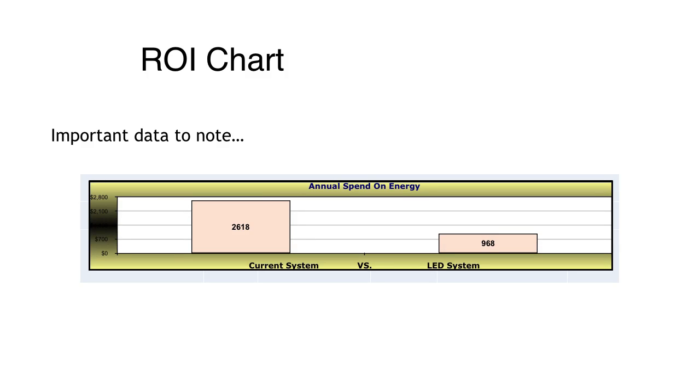Another thing is the annual spend on energy from their current system. In the ROI chart, it's going to show how much they're spending currently on energy on that lighting, and then what it will be annually on their new LEDs. That's very important to show the customer. They will see this box, they will see the savings, and make them think about saving money, which is what we like to do to help people save money.